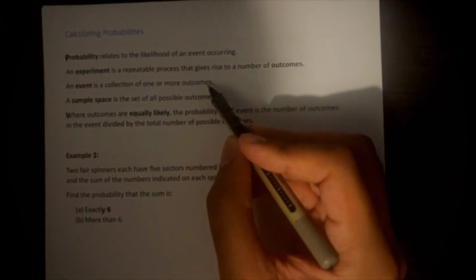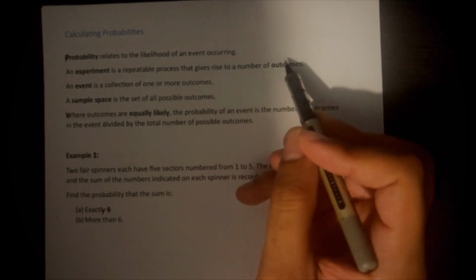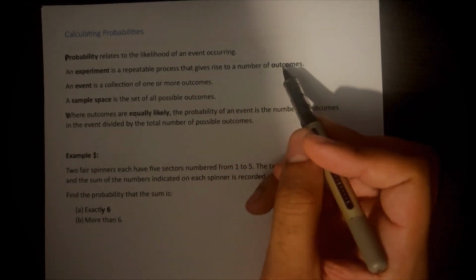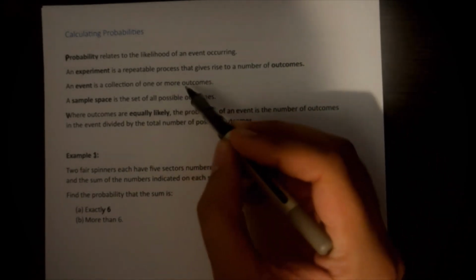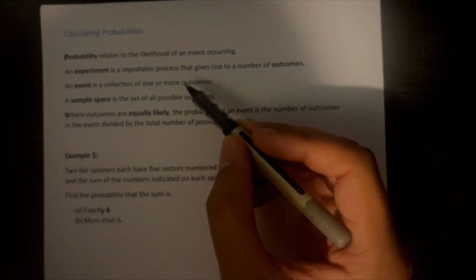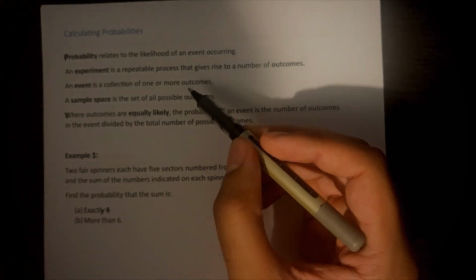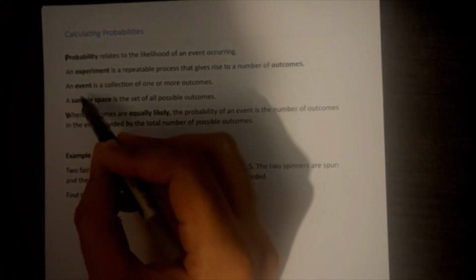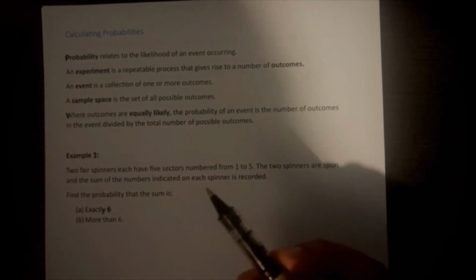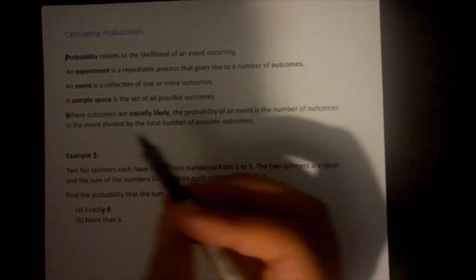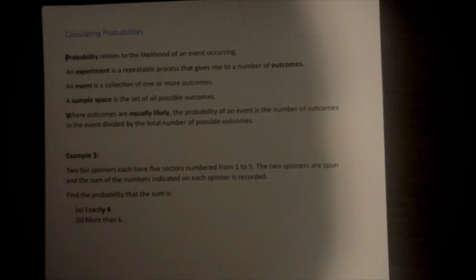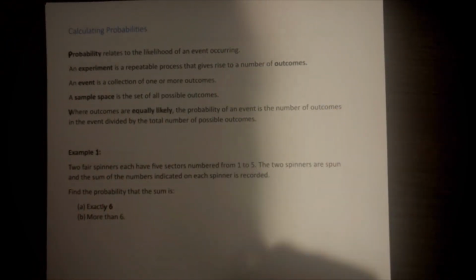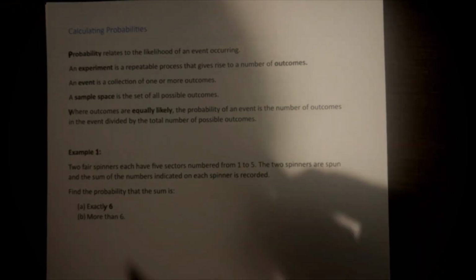So, for example, if we're rolling a dice, the outcomes are the possible things that can happen. So it can land on 1, 2, 3, 4, 5, and 6. An event is either one of those or a collection of those. So, for example, rolling an even number, that is an event because that consists of the outcomes 2, 4, and 6. A sample space is the set of all possible outcomes. So again, that's the 6 possible things that can happen when we're rolling our dice.